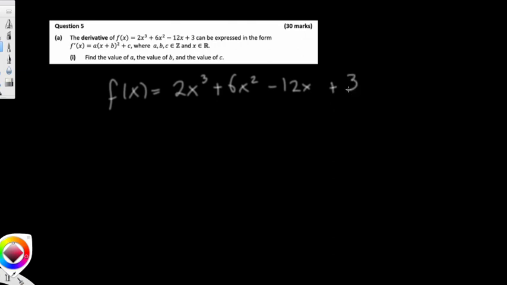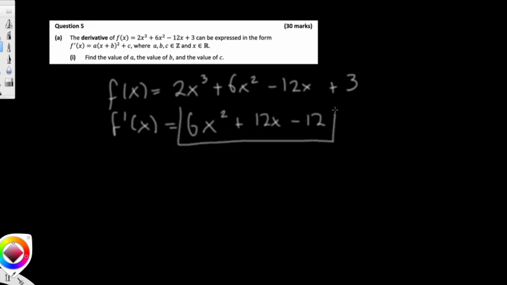Okay, so now for question 5, part A, we're told that the derivative of this function can be written in this special form. And the question is, what is that special form? So first of all, this is a cubic, and let me just write it out. So f of x is equal to 2x cubed. Now I don't need to do this, but I find writing out the question again gives you an opportunity to look at it really under the microscope to see what's going on. And we're going to have to get the derivative, so I'll differentiate this. So that's going to be 6x squared plus 12x minus 12.